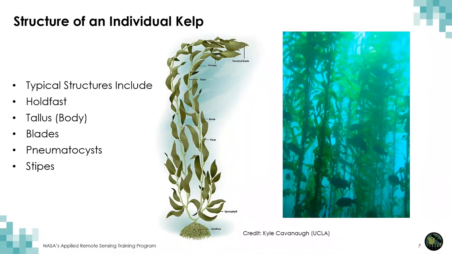So in most kelps, the thallus, or the body, consists of flat or leaf-like structures that are known as blades. The blades originate from elongated stem-like structures called the stipes, and the holdfast is a root-like structure that anchors the kelp "plant," in quotes, because they're not really plants, to the substrate of the ocean. A lot of the kelp species also have gas-filled bladders, or pneumatocysts, at the base of the blades. These bladders aid in the flotation of the blades at or near the water surface.